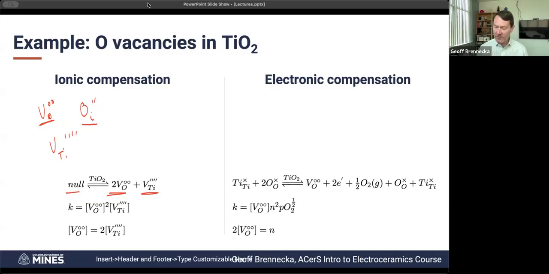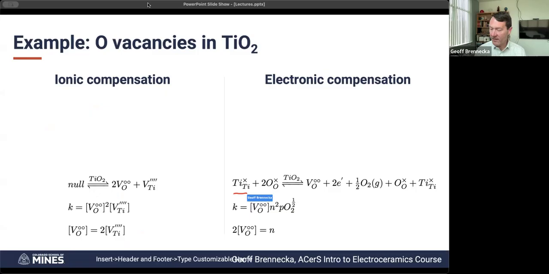And just like we had in the previous example, we can go through, we get the equilibrium rate constant, and then balance the charges. And remember, because each of these titanium vacancies is twice as powerful as each oxygen vacancy, we need twice as many oxygen vacancies as titanium vacancies to balance out all the charges. So hopefully that's clear. Now, what do we do for the electronic compensation?